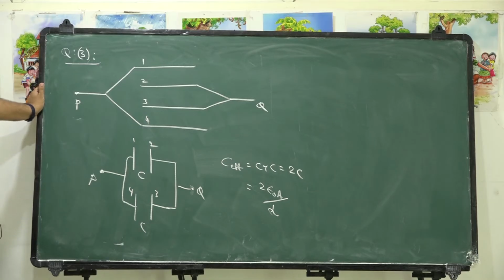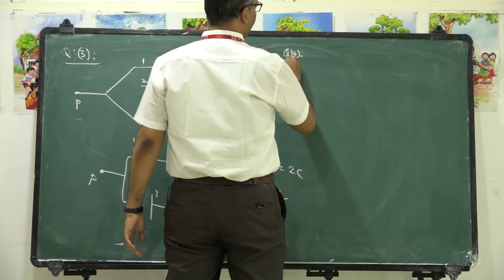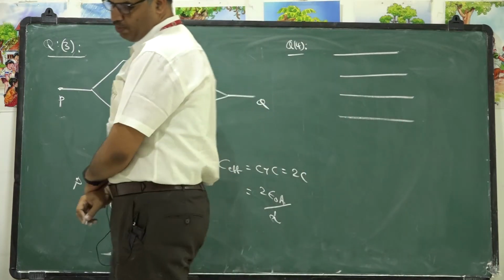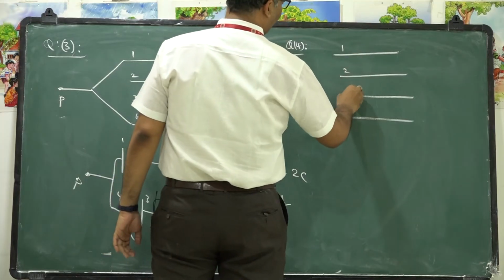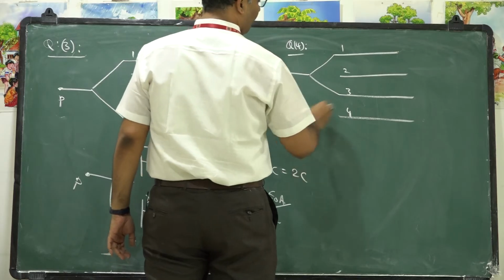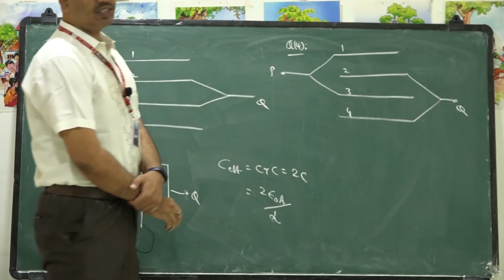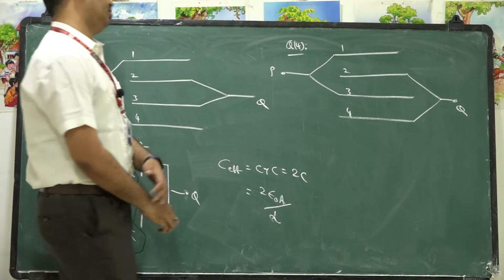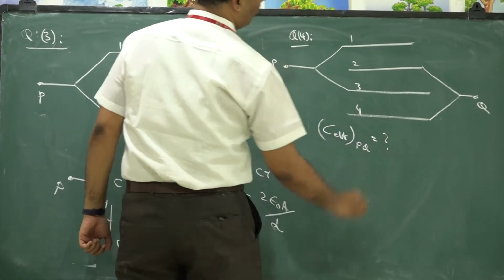Similarly, if I take one more combination, question number 4. Again we have 4 plates. All the 4 plates are identical. Let me name them as 1, 2, 3, 4. 1 and 3 are attached to a terminal P. 2 and 4 are attached to a terminal Q. Now you are asked to find the effective capacitance between P and Q. That means C effective between P and Q is equal to question mark.